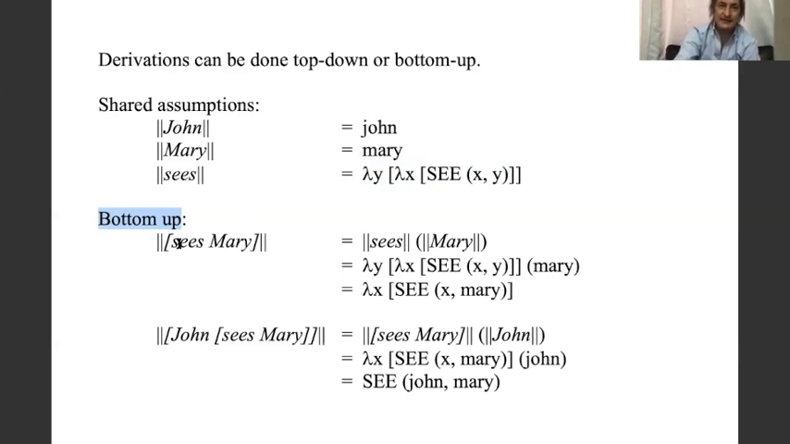In that case, we start at the bottom. We start with putting the word sees and the word Mary together. We get sees applied to Mary. The translation of sees is here. The translation of Mary is here. We take the Mary, we substitute it in for this occurrence of y, and we give back the result, and the result is lambda x cx Mary.